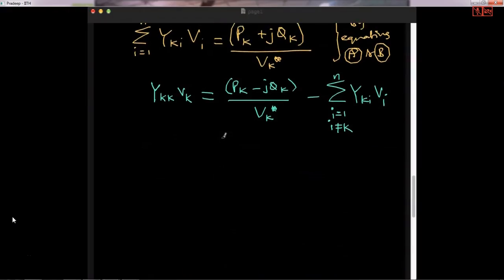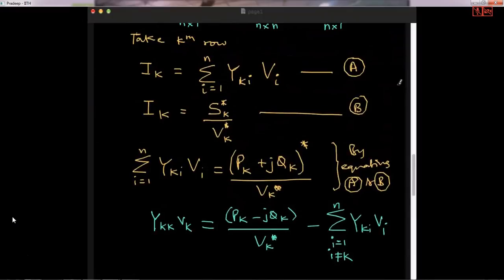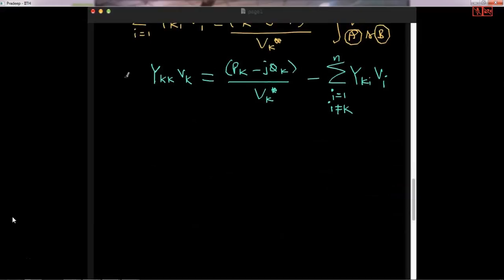So what you get here now, the idea was to eliminate I. So basically here we want to eliminate I. If I eliminate I and express everything in terms of Y and P, now I am interested in knowing what is Vk. So what is Vk?